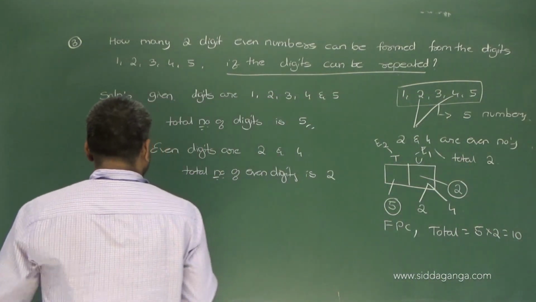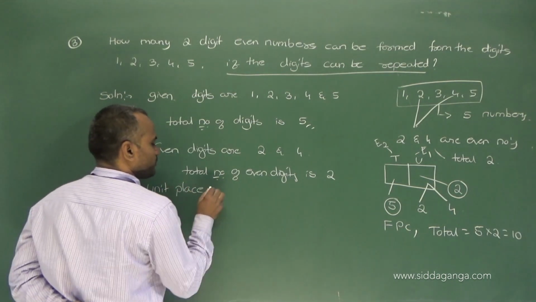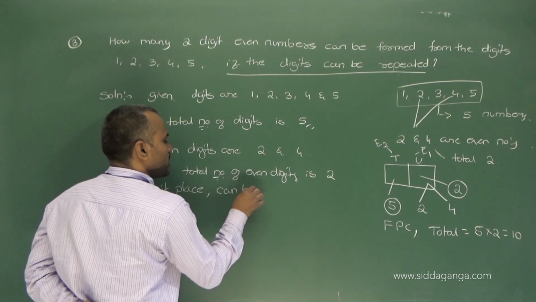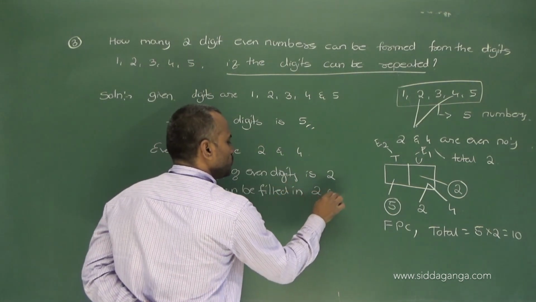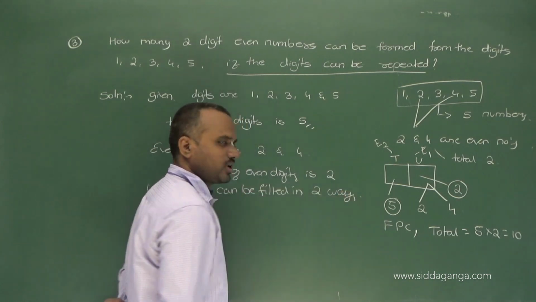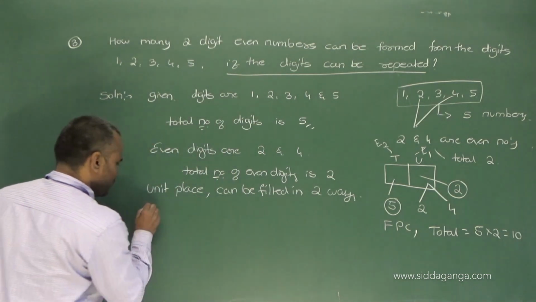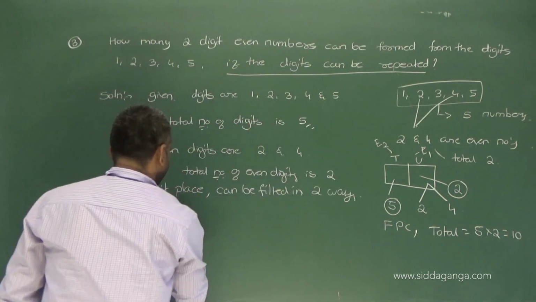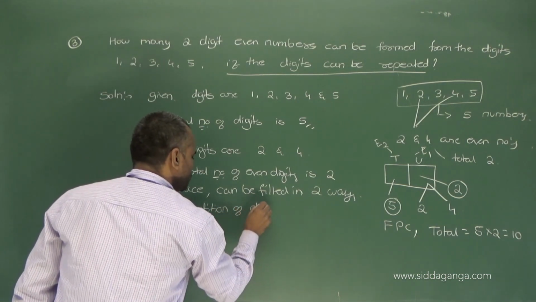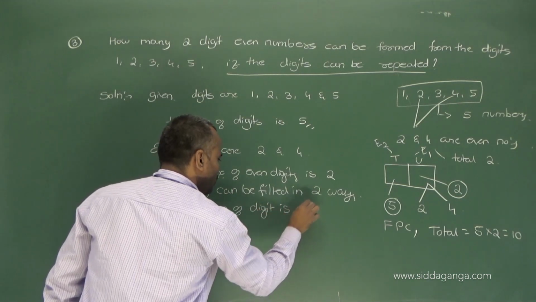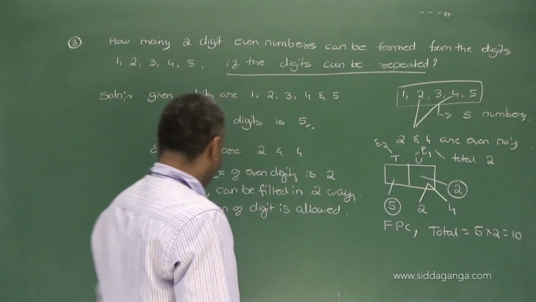Okay, then. So unit place can be filled in how many ways? 2 ways. Correct? Unit place can be filled in 2 ways, since repetition of the digit is allowed.